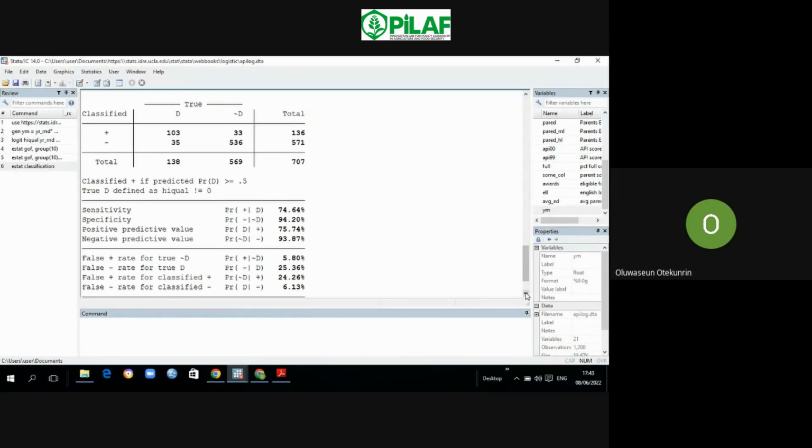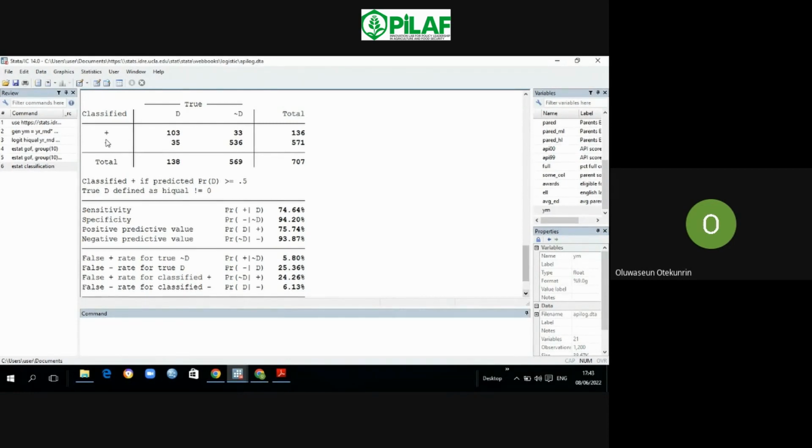What is positive predictive value? It is the proportion of schools with positive classifications that are correctly classified. We said our classifications are like our test results. So the observations are on the columns, and the classifications are on the rows.